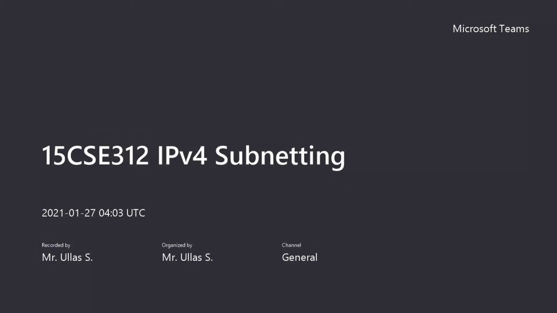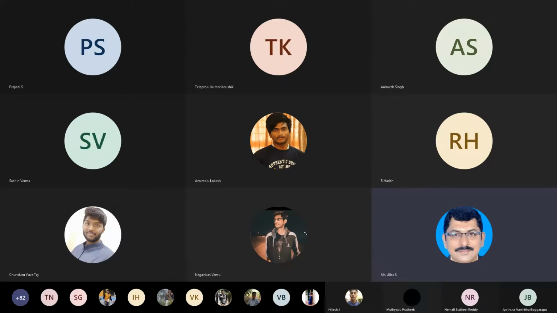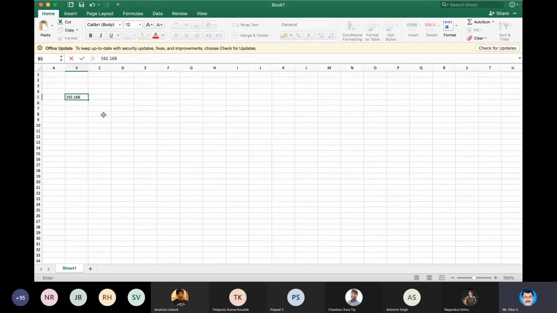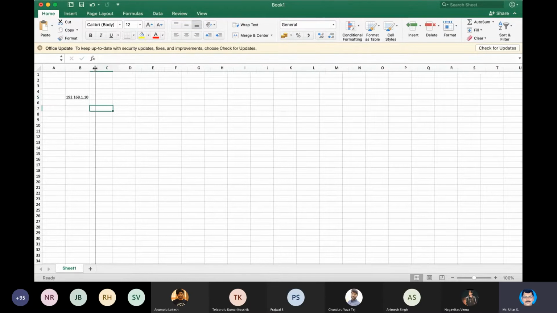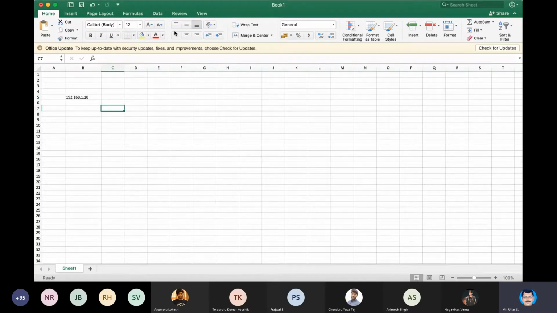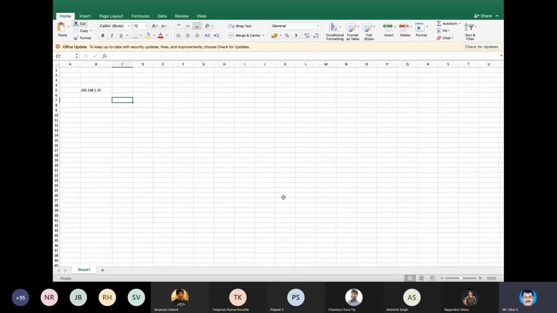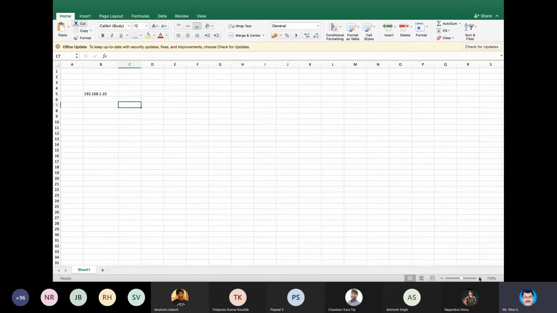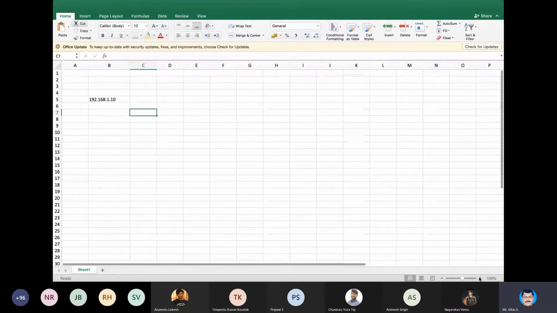So the IP address usually is in the form like this: 192.168.1.10, something like this. Okay. So this is what we have just seen actually. Let's maximize the screen. Is the screen visible, guys? Yes, sir. Okay.